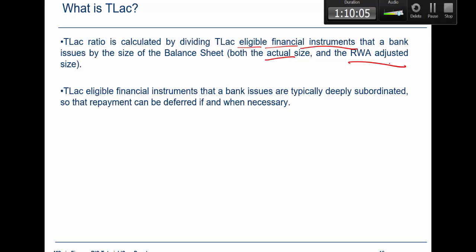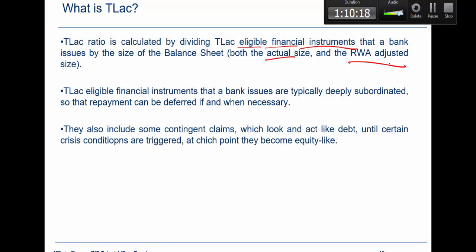So typically, these TLAC eligible instruments are deeply subordinated. So repayments can be deferred. It could be deferred forever. Okay, you don't get paid, and this would include a lot of what I call contingent claims. Contingent convertibles is one type of contingent claims. Okay, the claim depends on contingencies. They look and they act like debt until certain conditions are triggered, at which point they become equity. Sorry about all these typing errors, I didn't check it before I published.